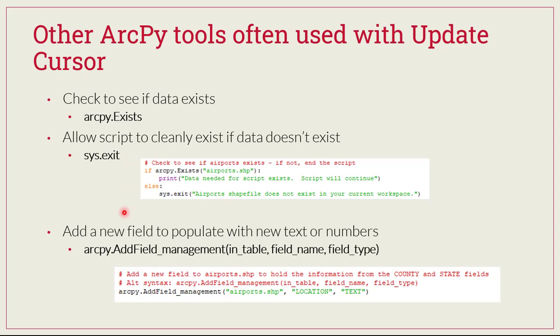Another here is adding a new field that you would then populate or update with information within the cursor. So if you need to add a field to your table and then populate it with something, the population part would happen within the cursor, but you can't add the field in the cursor. You have to use the ArcPy tool of Add Field Management, where you tell it the data set that you want to update, the name of the field you wish to add, and then the field type that new field will be. So this example here is going to add the text field called location to our airports shapefile.